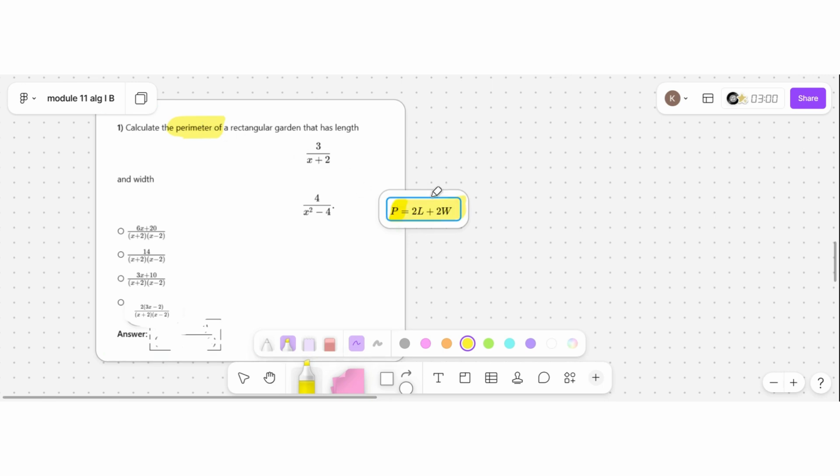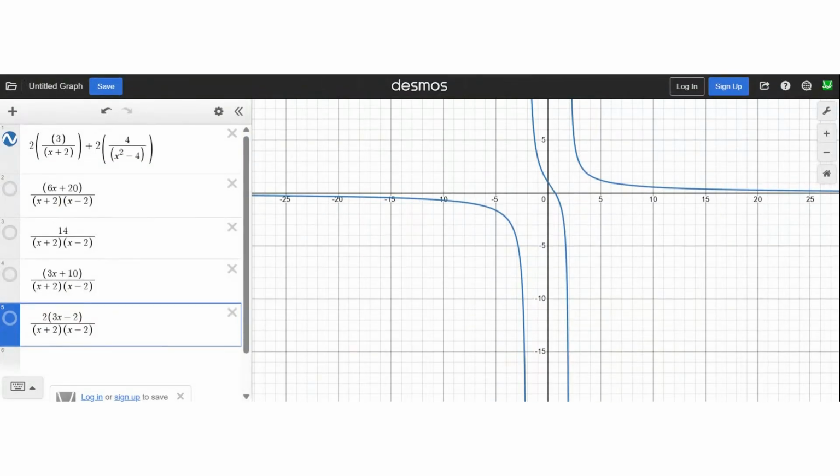So P is the perimeter, 2 times the length. So the length is this, 2 times the width is that. So when I go here, I plug it in like this, and then I plug in all 4 of the possible answers. So we're going to see which one overlaps. So it's not the first one, it's not the second one, it's not the third one, it is the fourth one. So again, if you forget to plug in the twos here, you won't get this one right. But pause the video, practice typing these in, because these are a little more difficult in depth to plug into Desmos. If you have questions, email me.